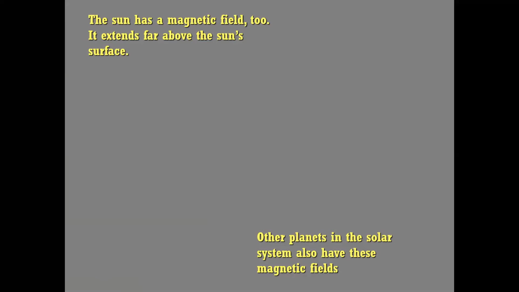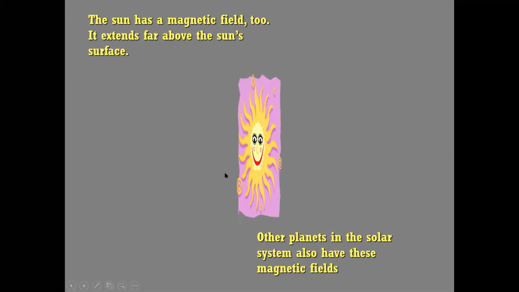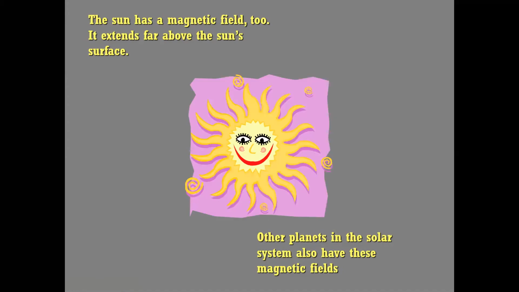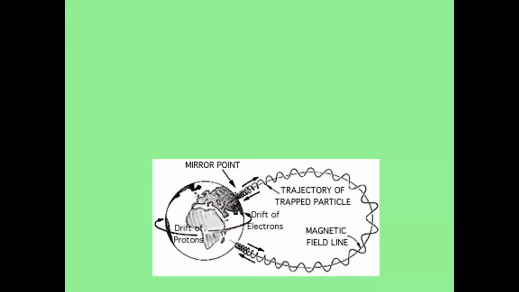So the sun has a magnetic field too. It extends far above the sun's surface. Other planets in the solar system also have these magnetic fields. So not just Earth, other planets also have a magnetic field.